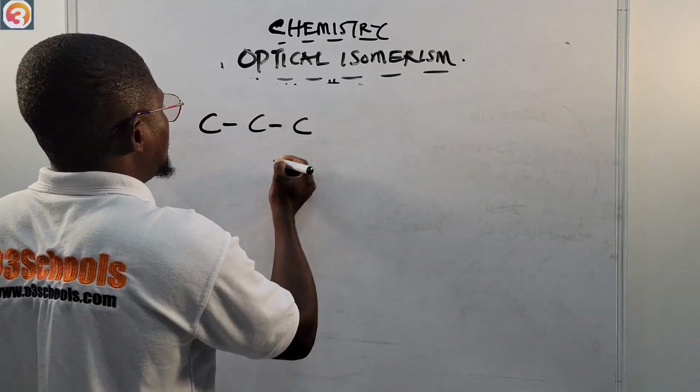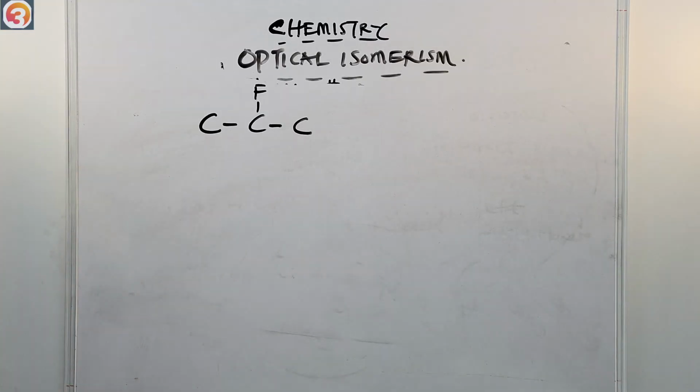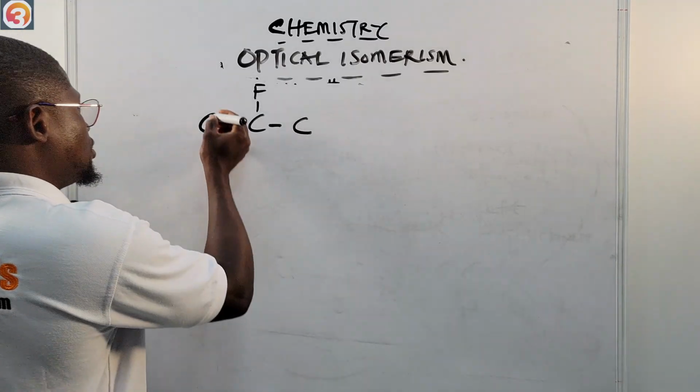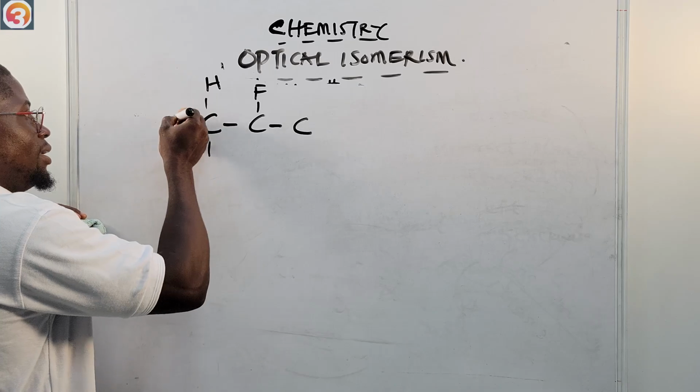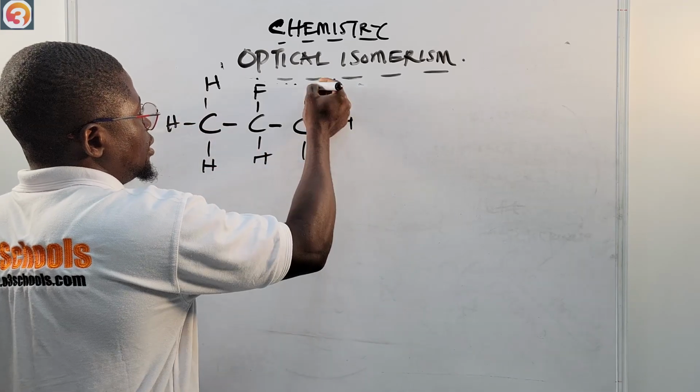Let's say here we have fluorine. The first thing, like I said, that we should do is look for the central carbon atom. So can it be this first one? Obviously, it cannot be this first carbon. Then here is hydrogen, then here is hydrogen.